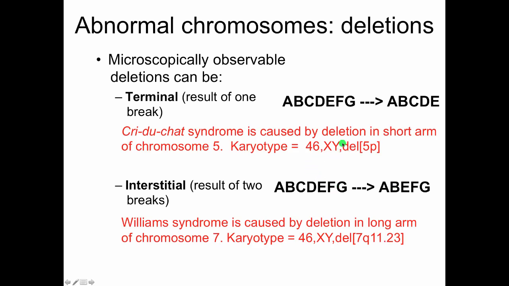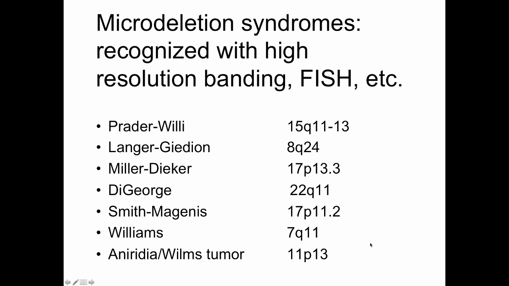Cri-du-chat syndrome is caused by a deletion in the short arm of chromosome 5. Williams syndrome is caused by a deletion in the long arm of chromosome 7. So you might represent the karyotype 46,XY with a deletion in the long arm. Various microdeletion syndromes can be recognized with high-resolution chromosome banding and fluorescence in situ hybridization. I'm not going to ask you to memorize these for an exam. They're just here to give you some examples.